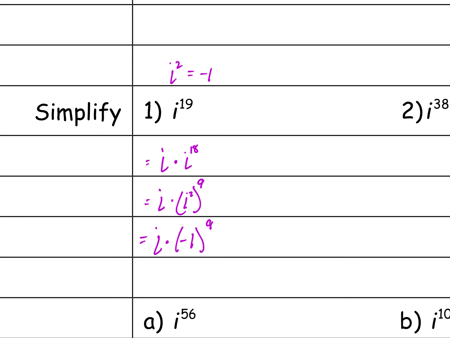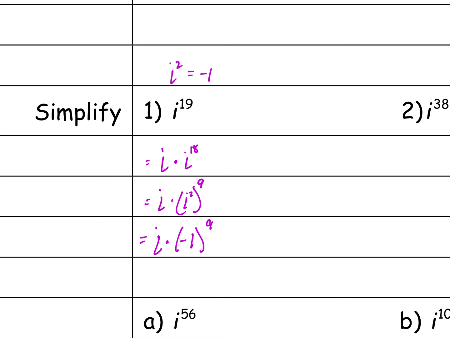For every 2 negatives I have, I get a positive, right? So 2 negatives give me a positive. And I have 9 negatives, so that means I have an odd number of negatives. So it's going to be -1. Because 1 to any power is going to be 1, so if the exponent is even, it's going to be positive. If it's odd, it's going to be negative. Is that a good way to think about it?